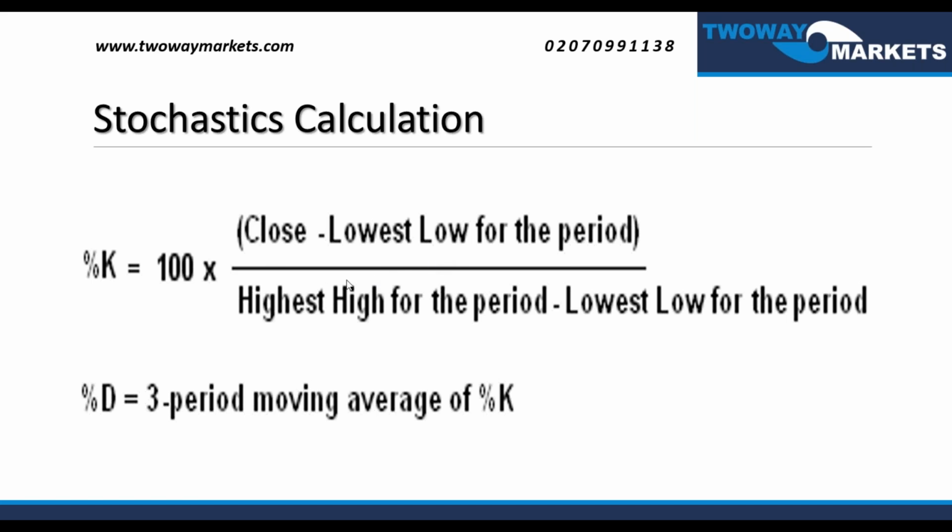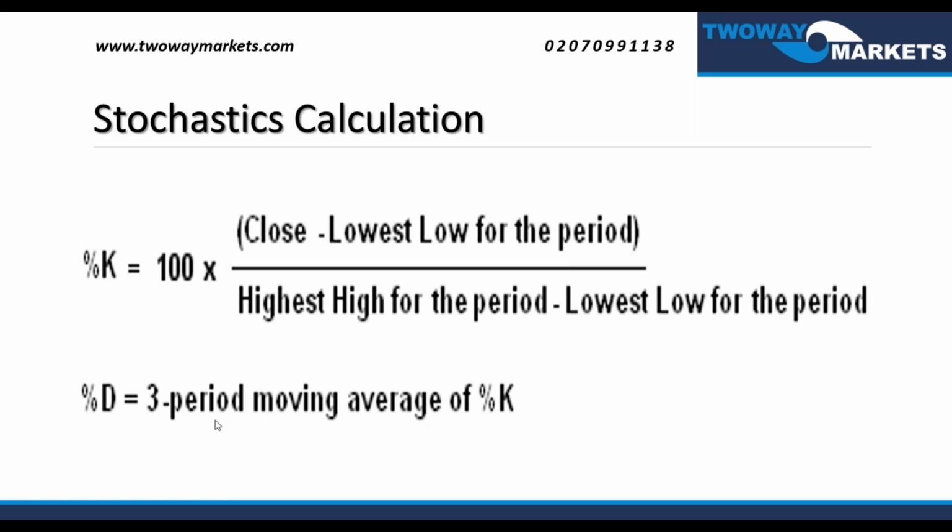Essentially, looking at this formula, you're looking at the highest high for the period and the lowest low for the period. You're subtracting them from each other to find the actual range of the period, and you're looking at where the closing price actually lies in relation to that range. So again, that's the whole purpose of this indicator, to find out where the closing price is in relation to the actual range of a market.